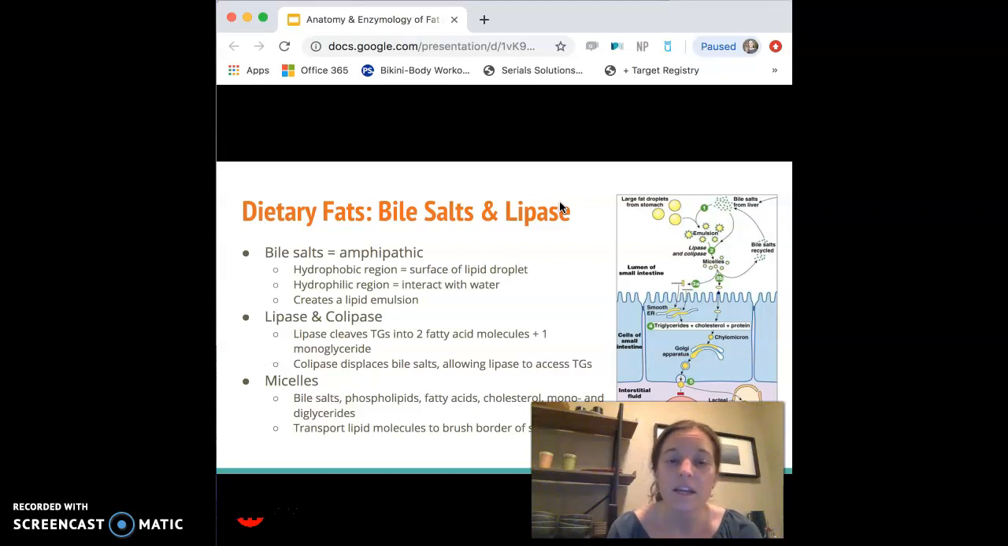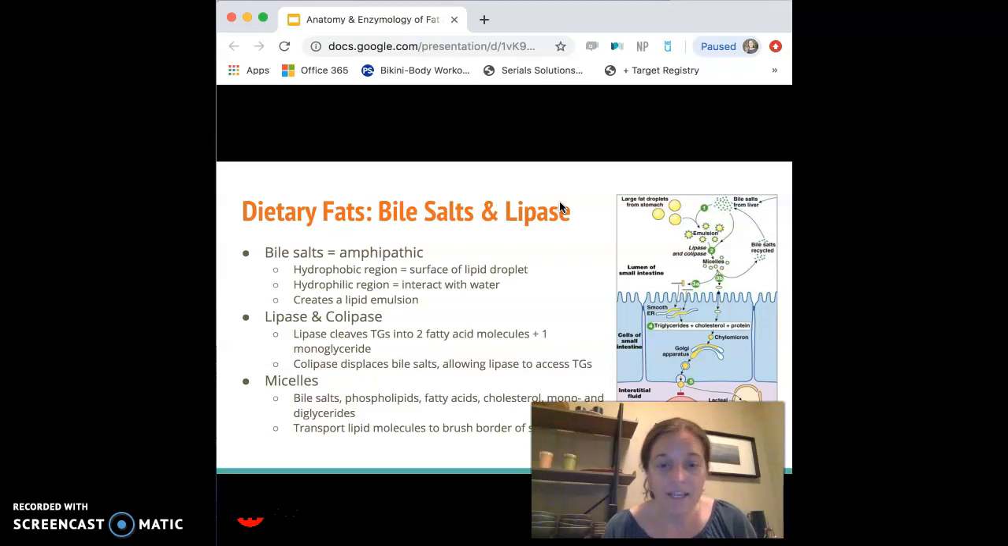And what this does is it creates almost like a chemical detergent, which creates a lipid emulsion, and it allows for the interaction of the digestive enzymes, the pancreatic lipase, with the triglycerides that are still present within the fat droplet, breaking them down into smaller fat droplets in which these enzymes can work more efficiently and allow for the further breakdown of these triglyceride molecules. Now, the pancreatic lipase and colipase are also involved in this set of steps of the intestinal digestion.